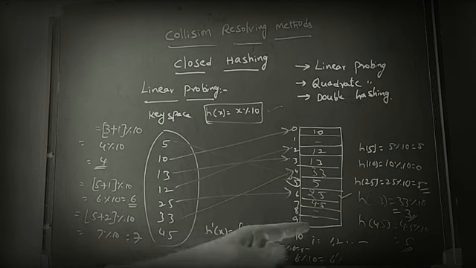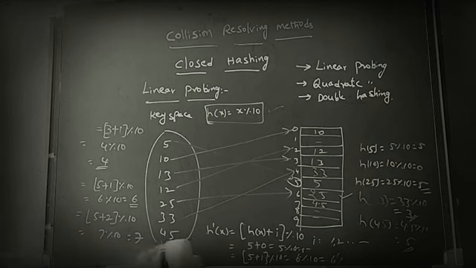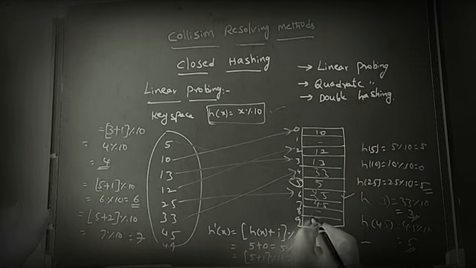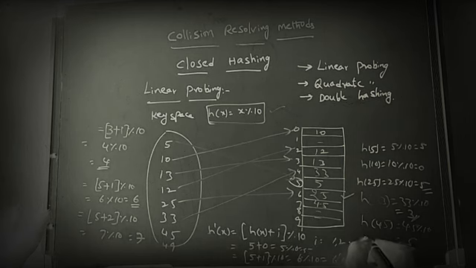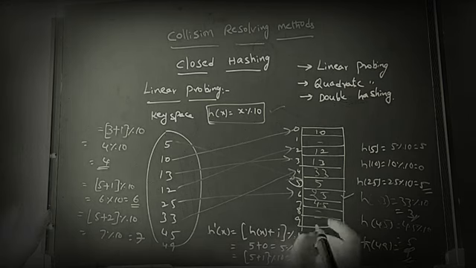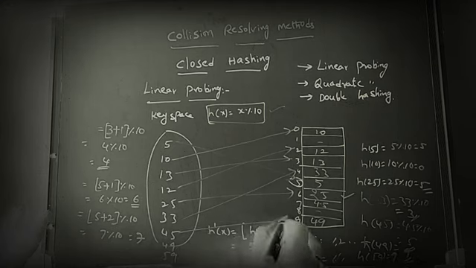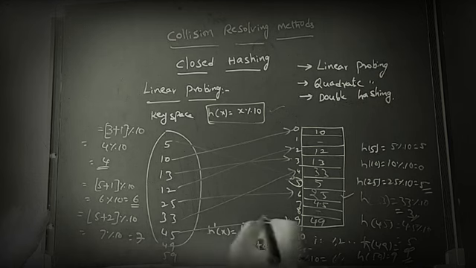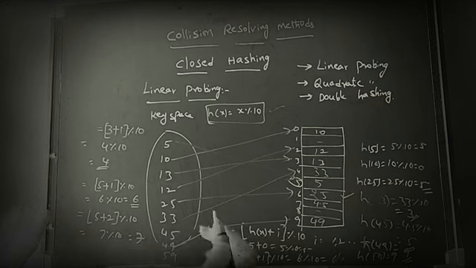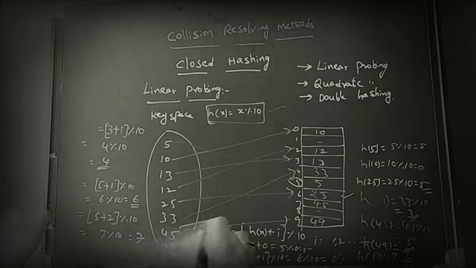Okay. If 9 is already, suppose take the element is 49. Okay, here h of 49 is remainder is 9. So then place the 49. Next, suppose another element is 59. So h of 59 mod, what is the value? Remainder is 9. So already 49 is already stored in the 9th position.